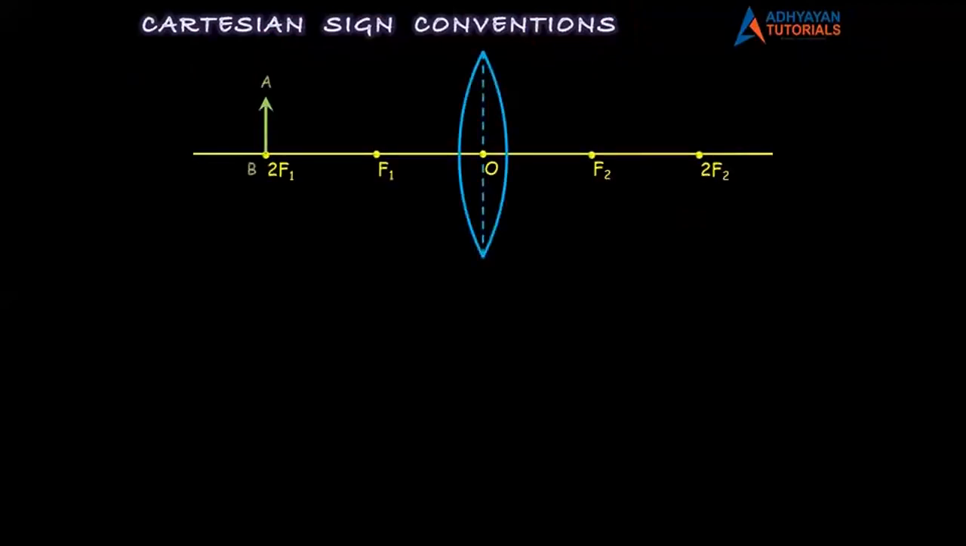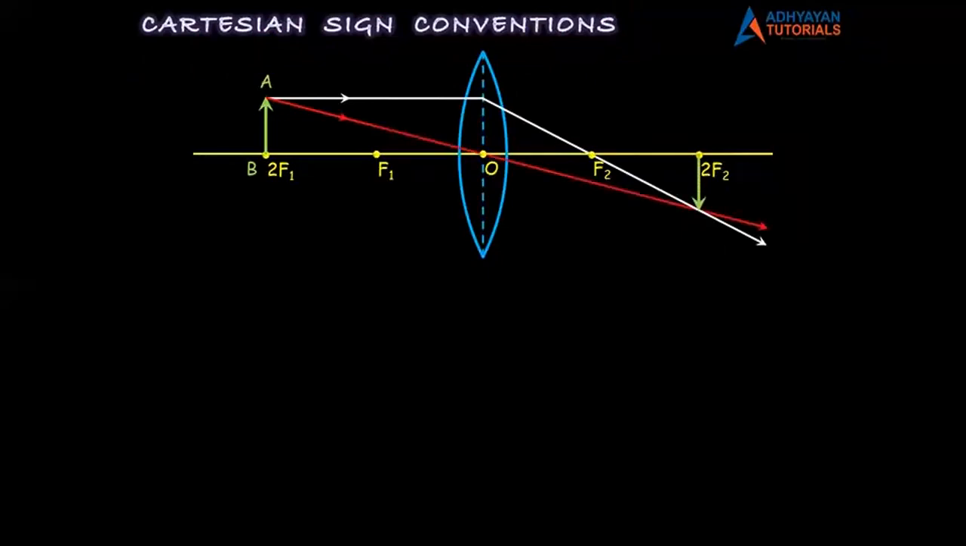Trust me, children, it is not at all taxing. It is all very, very easy. But to understand what the rules are, let us have one ray diagram in front of us for our reference. We have made this ray diagram only for our reference, for our example. Let us start with Cartesian sign conventions.